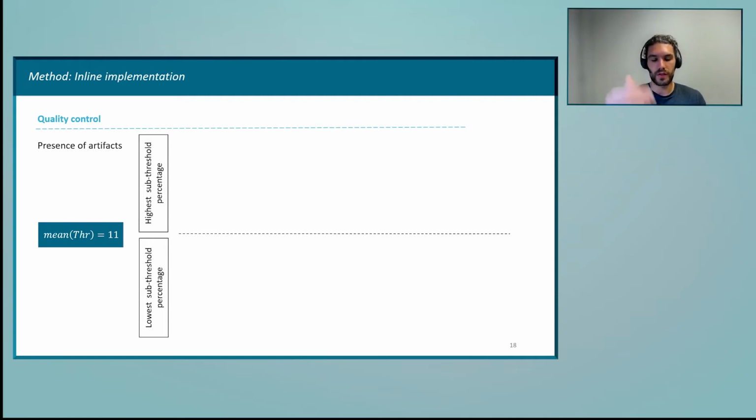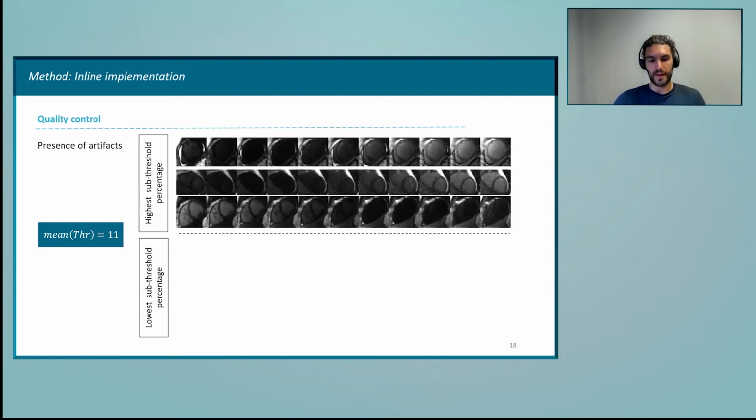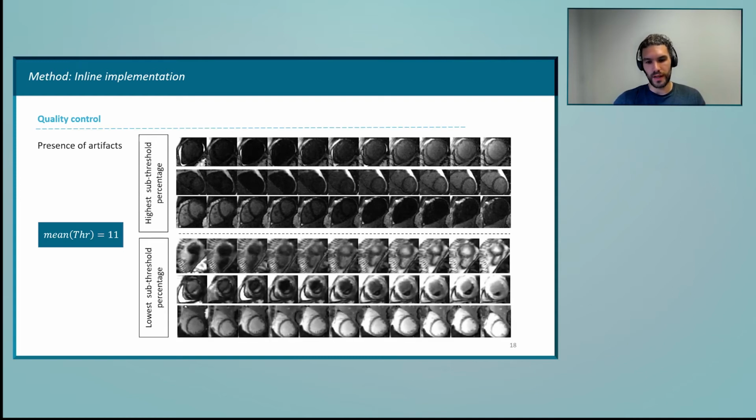And if we sort the images by the percentage of sub-threshold pixels, what we can see is that when we have a really high sub-threshold percentage, we tend to have really good quality images with a good nulling of the signal. And when we look at the lowest sub-threshold percentage, we have images of lower quality, either with artifact or, at the bottom row, here's an example where we obviously had to redo the acquisition, and this would have been detected by the latest case we presented just before.